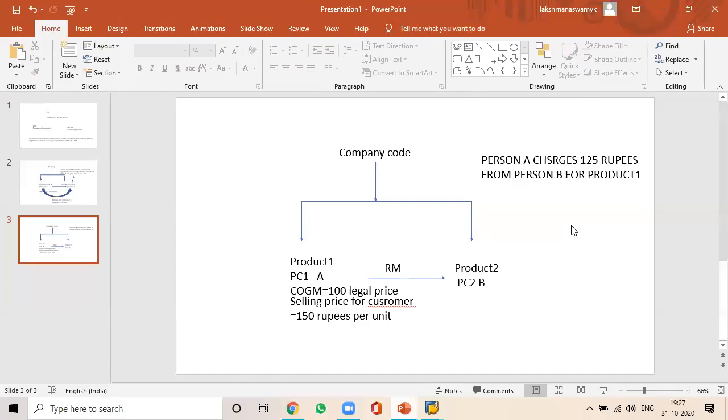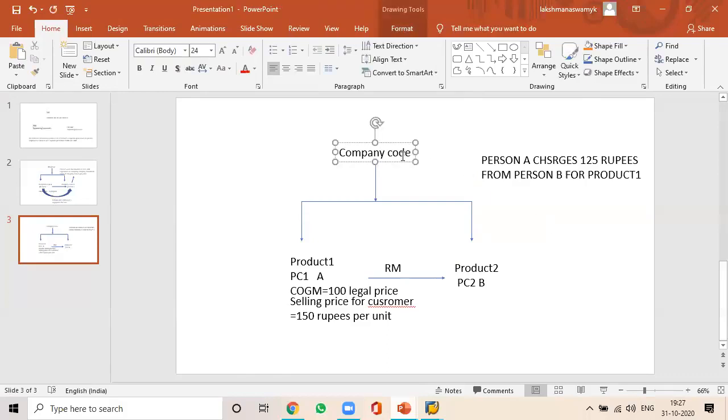Suppose you are evaluating the inventory at a company code level. In that case, the price is to be taken as 100 rupees only. Inter-profit center profits are to be eliminated at the time of valuating the inventory at the company code level. But if you evaluate the inventory at the profit center level, the prices are different. Clear for everybody? It is a little bit tricky.